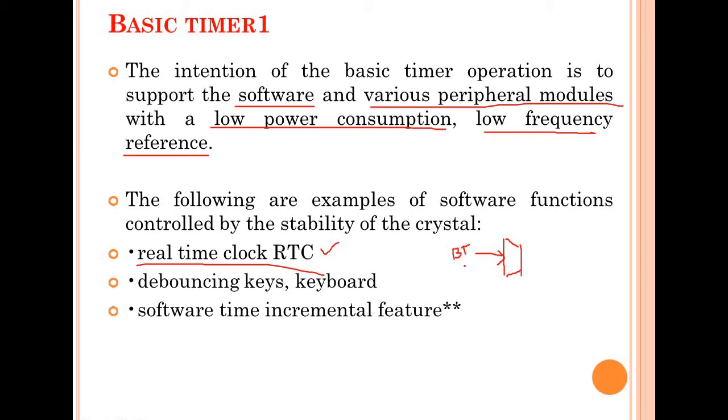Next, debouncing keys. In your keyboard, generally mechanical keys will have bouncing effects. That is, if you press your keyboard key, it bounces internally multiple times, so that your microcontroller may false trigger. So in order to separate the on and off states of your keyboard key, you can generate a delay between the states with the help of the basic timer.